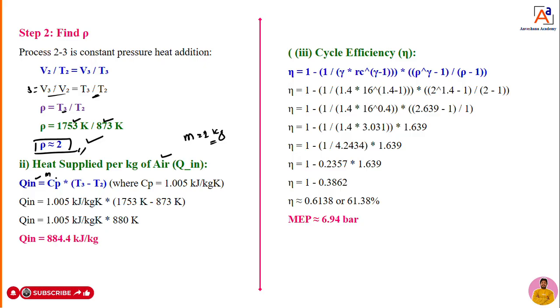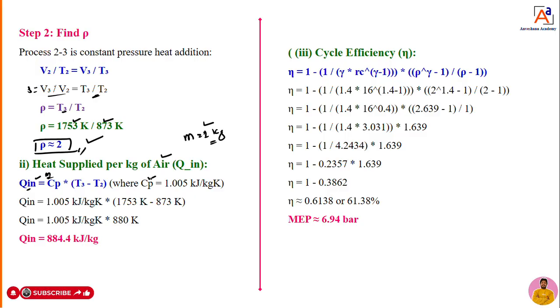Q is equal to M into Cp. Because M, what am I doing? I am taking 1 kg. Hence, you can neglect the M value here now. Q is equal to Q in or QS, whatever notation you want, you can give. So Q in, or Q input, is equal to Cp into (T3 minus T2).